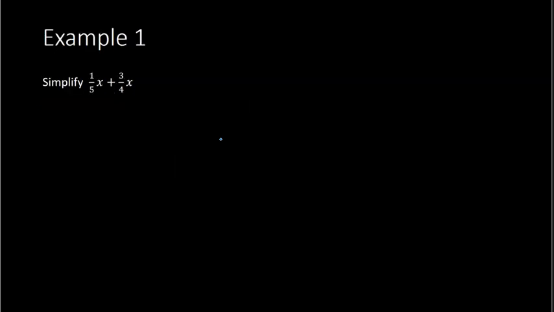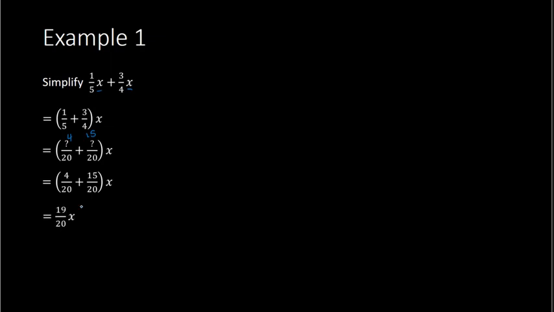So example 1, we have 1 over 5x plus 3 over 4x. Those are like terms because they both have an x. So when I combine, I can add the 1/5 plus 3/4. When I do that, I need a common denominator of 20. So for the first fraction, 5 times 4 is 20, so 1 times 4 gives me 4 for that first numerator. The second fraction, 4 times 5 gives me 20, so 3 times 5 would give me 15. So I have 4 over 20 plus 15 over 20, and that's going to give me 19 over 20. And then x goes on the outside.